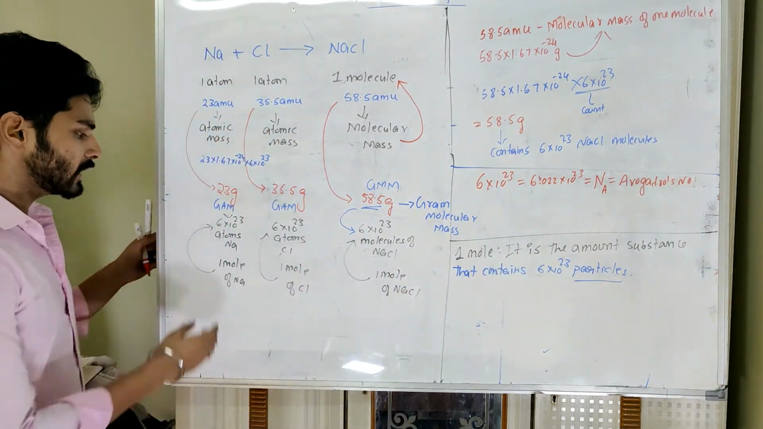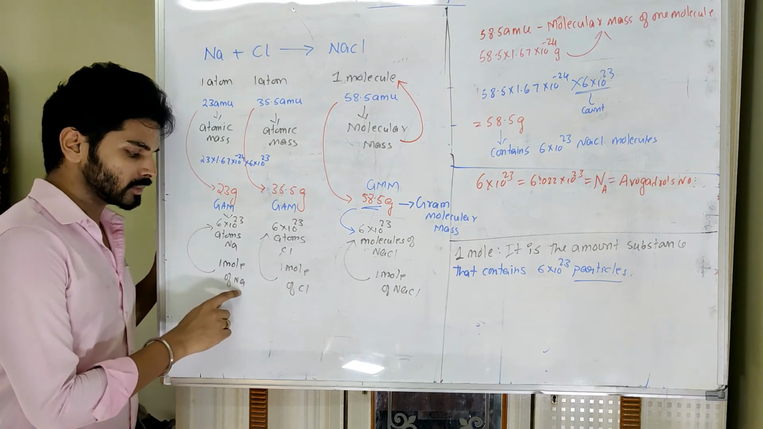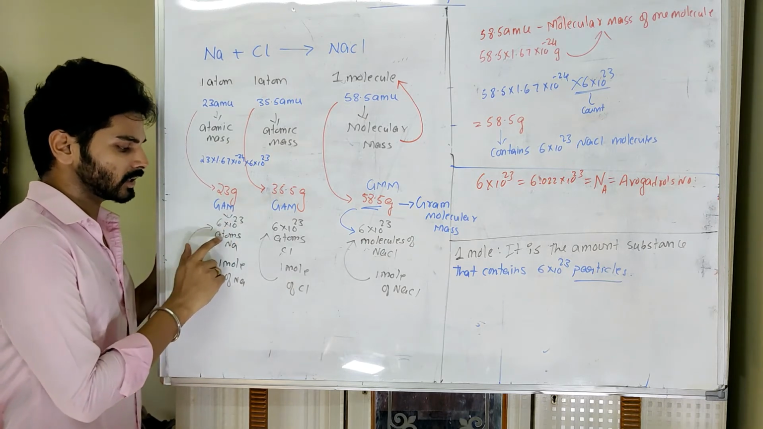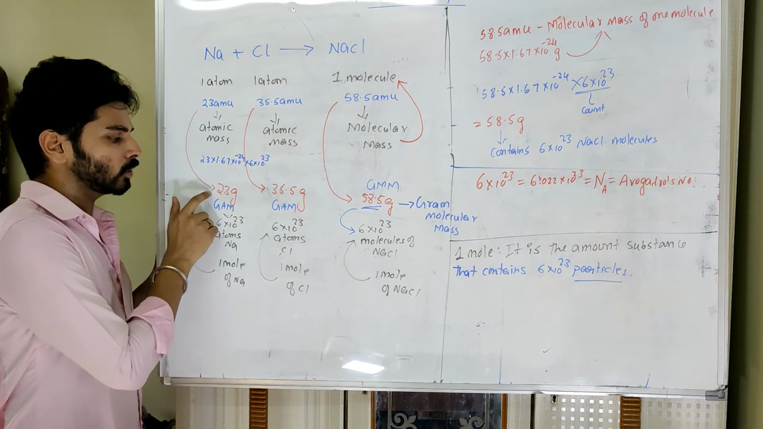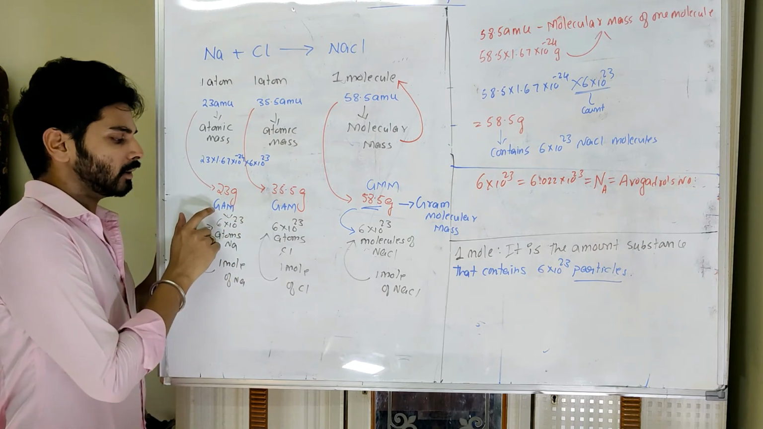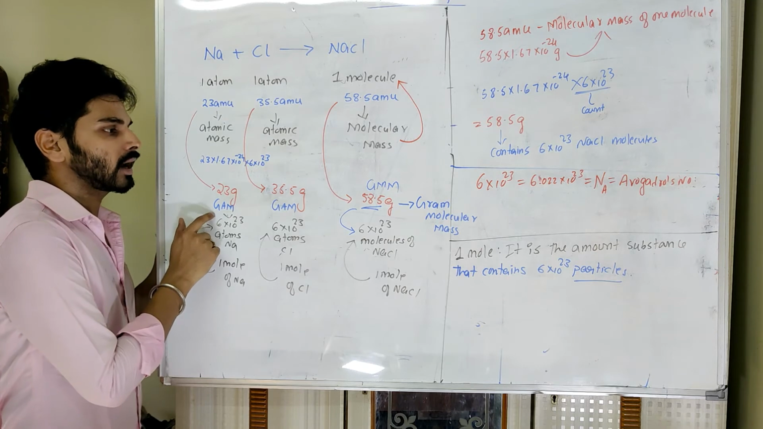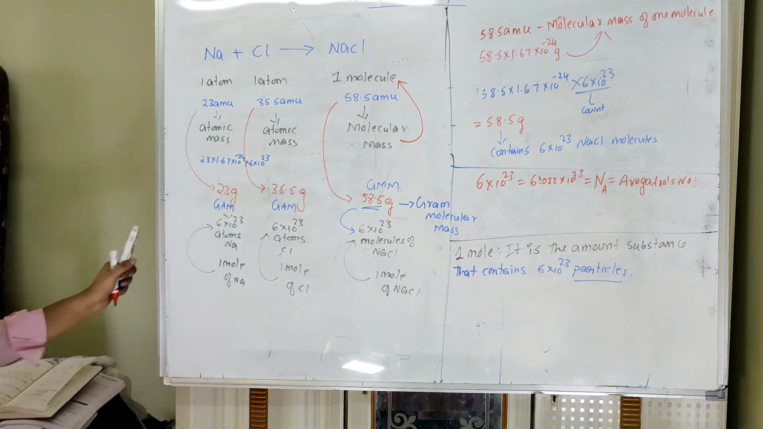When I say 1 mole of sodium, sodium is an element, so it must contain 6 into 10 raised to 23 atoms of sodium. And in another way, we also know that these many atoms will weigh a mass equal to the gram atomic mass, that is 23 gram in the case of sodium.